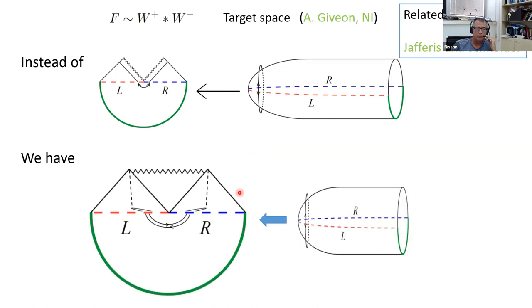If you ask yourself what this means from the target space point of view, then the picture that we get is something like this. In the Euclidean case, we have winding plus and winding minus. These are the two arrows here. But when we go to the Lorentzian section, we get a folded string like that. The two basically combine to form a folded string, which is this product here.